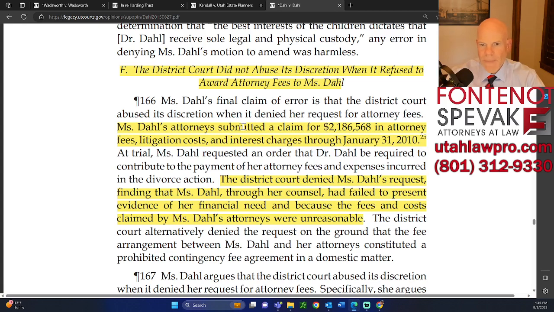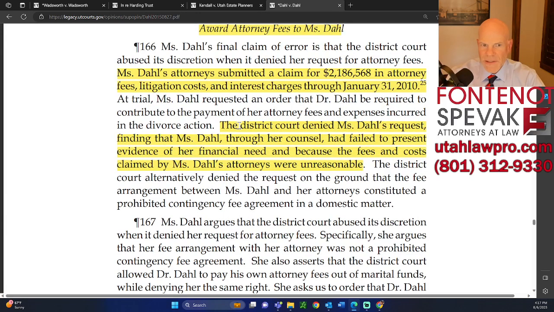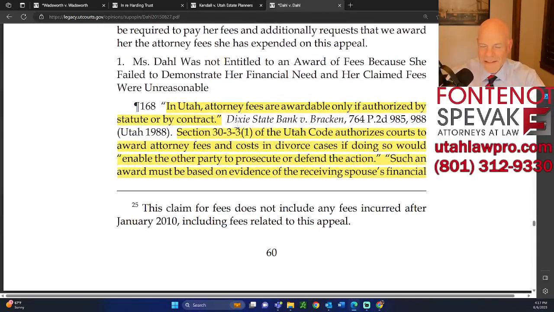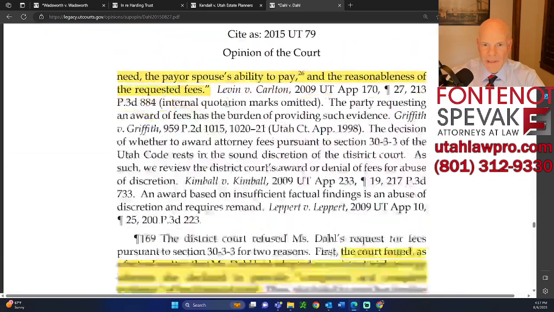The district court denied Ms. Dahl's request, finding that Ms. Dahl, through her counsel, had failed to present evidence of her financial need and because the fees and costs claimed by Ms. Dahl's attorney were unreasonable. $2 million for a divorce case and fees. Definitely unreasonable, but we're going to talk about why it is. This is one of my favorite cases just because the Supreme Court, I think, was just so unimpressed with the attorney for the wife. All right, we already read that part.